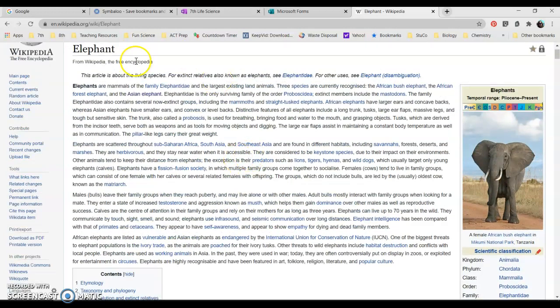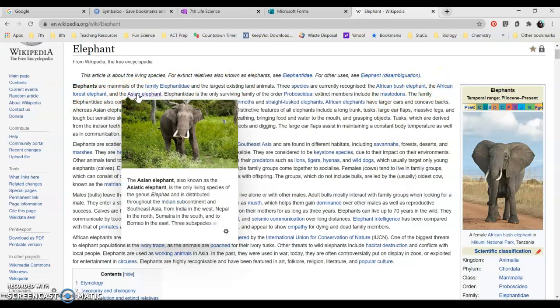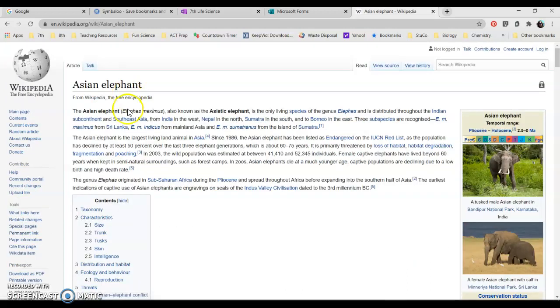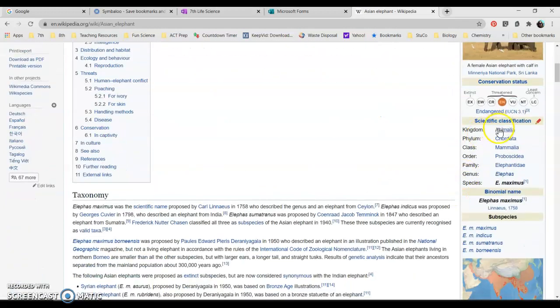So if you just read through, you'll see here are 3 species. We have the African bush elephant, the African forest elephant, and the Asian elephant. I'm going to choose Asian elephant. Okay, so now we can see here's our kingdom, phylum, class, order, family, and we have the genus and the species. We were a little bit more specific when we chose our animal.